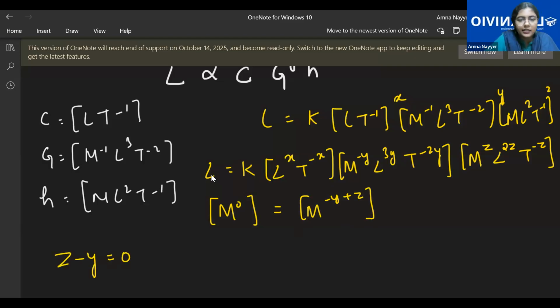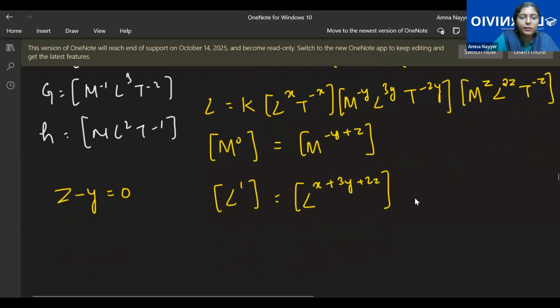Now let's compare length. Length has the power 1 on this side. Stop writing, everyone. If anyone's writing, just understand. I'll give you time to copy. Length is 1 here. Now let's look at length. Length is here, here, here. So just add all the powers: x, this is 3y, this is 2z.